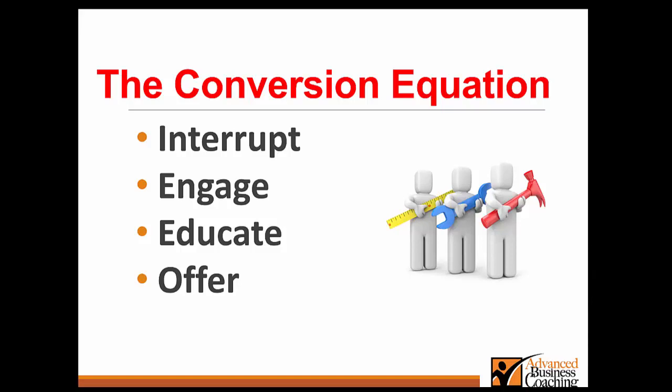This can be accomplished by offering a free marketing tool, such as a free report, a brochure, seminar, audio or video training, something similar that educates them even more so that the prospect feels in complete control of the decision-making process. This conversion equation follows the formula for what marketing is supposed to do in the first place. In fact, at this point, we can simply say that marketing's job is to interrupt, engage, educate, and offer.